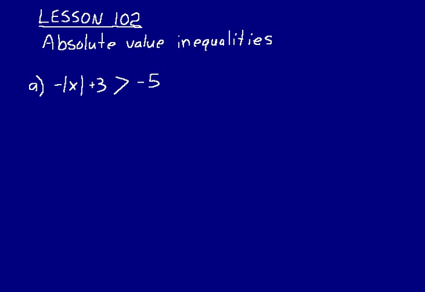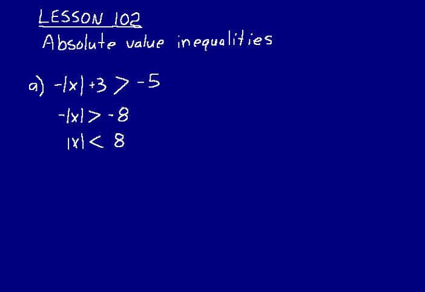So first we would add a -3 to both sides, and we'd have negative absolute value of x is greater than a -8. Then we need to divide through by -1. Remember what happens there. You reverse the inequality when you do that, and then this becomes a +8 over here. So we have the absolute value of x is less than 8. Now let's just think about that. For what values of x would that statement hold true?